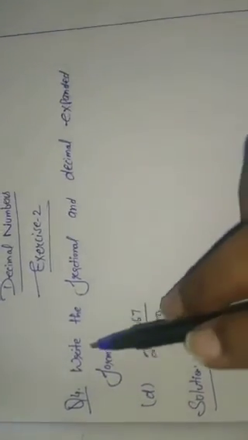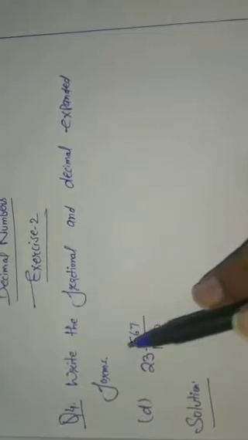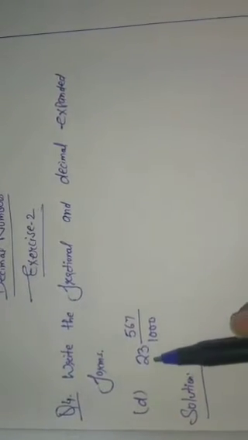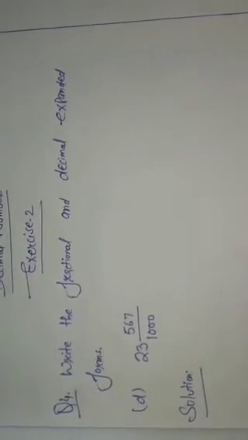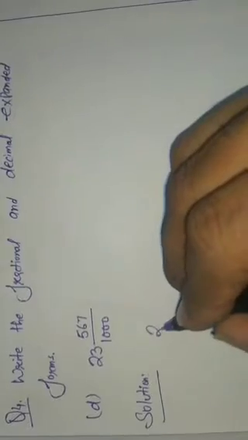Look here, in this question it was given to write the fractional and decimal expanded form, and the D part has been given: 23 whole number 567 upon 1000. So first we will convert it into the decimal form. For that we will convert it into an improper fraction. The fraction given is 23 whole number 567 upon 1000.